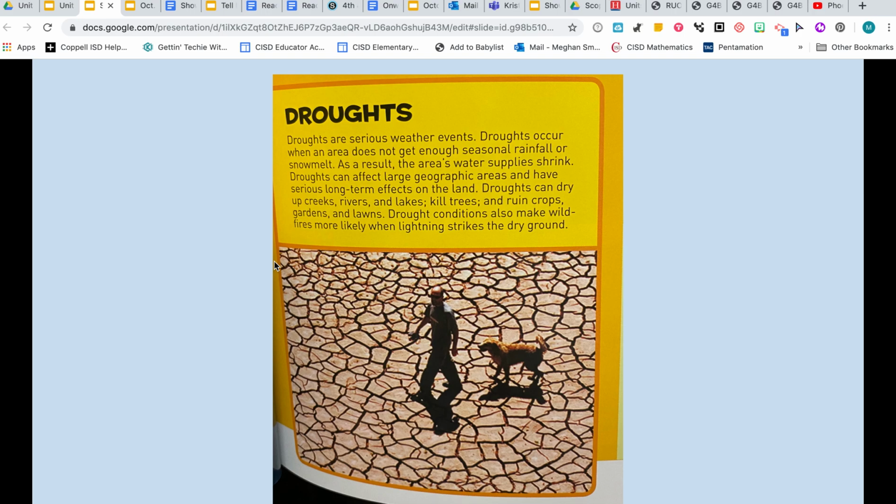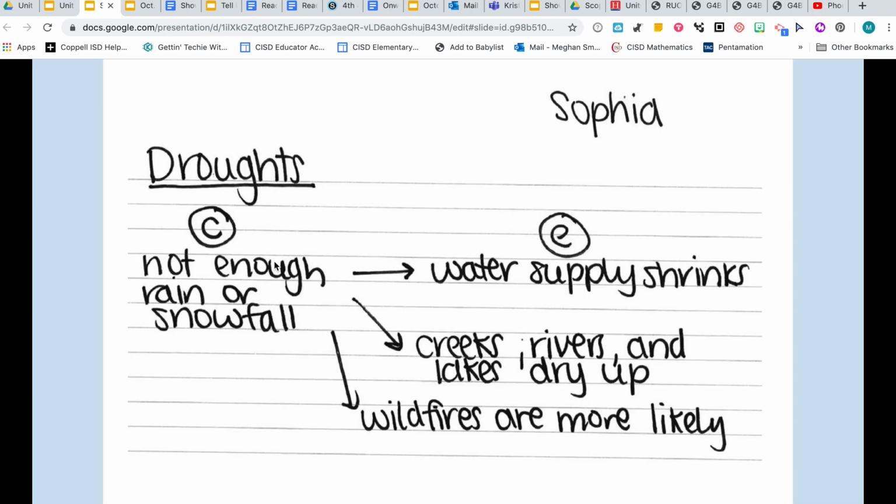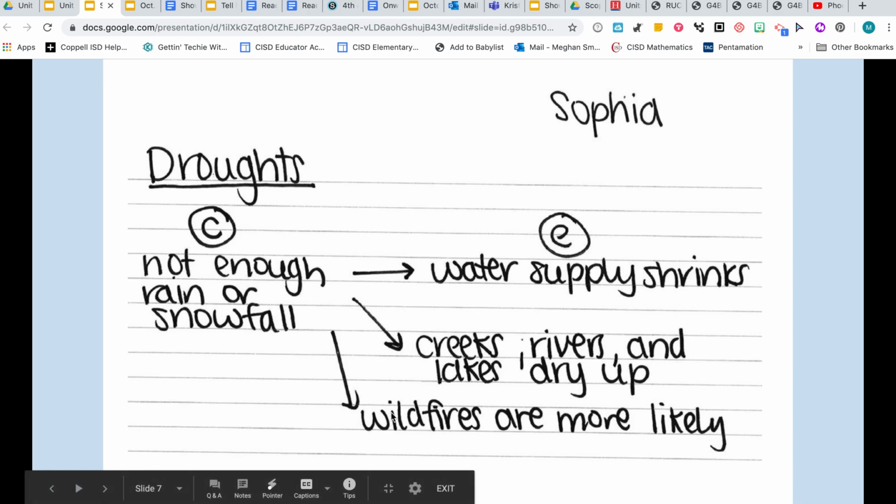I want you to take a moment to think, what are the causes and the effects of droughts? Do your notes reflect Sophia's? Do we have a cause listed and then several effects of that cause?